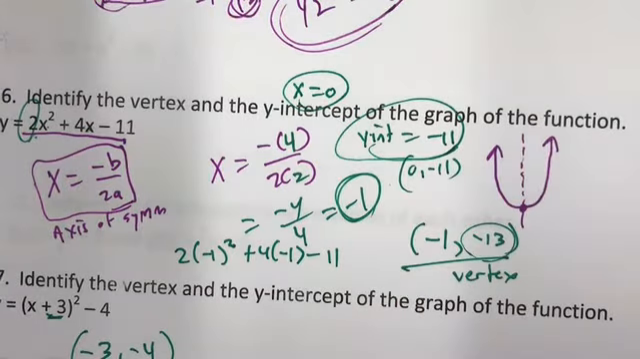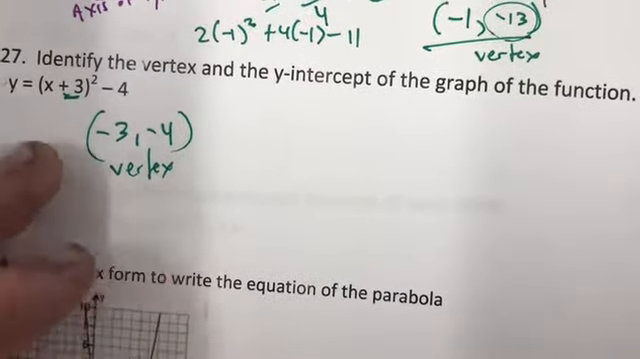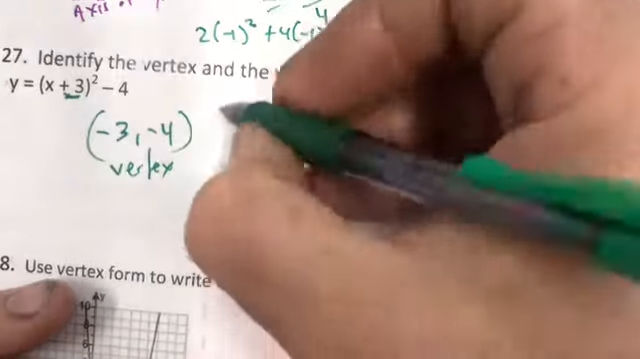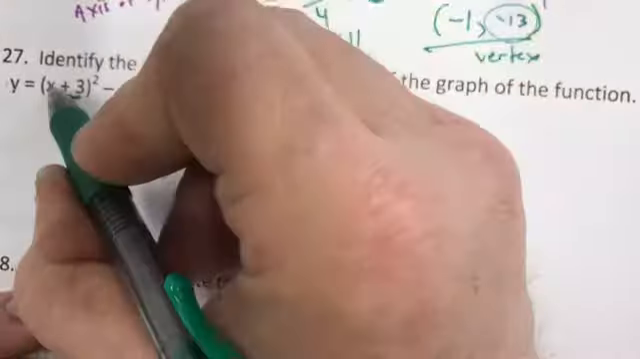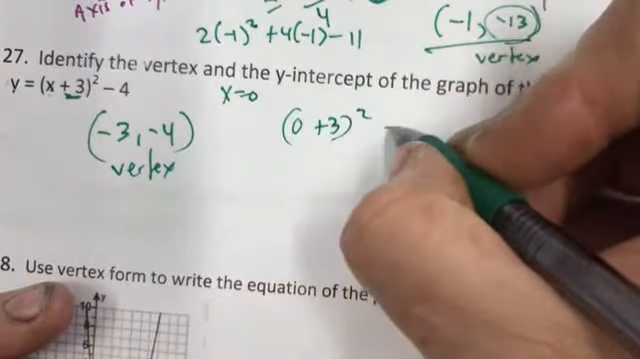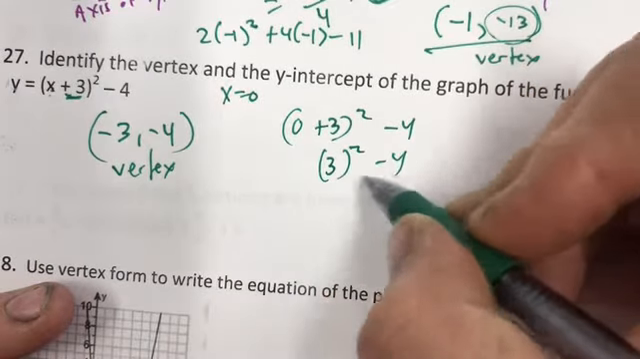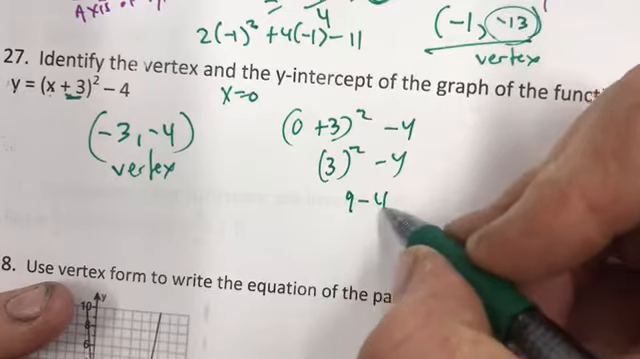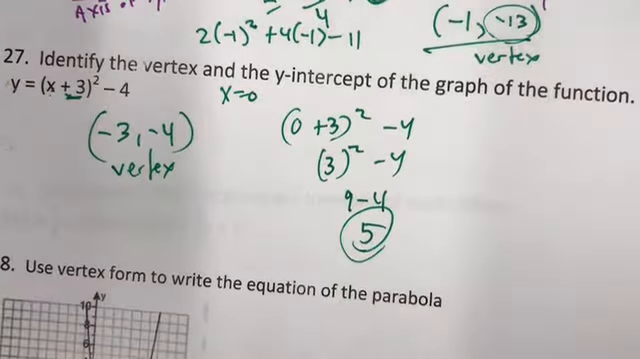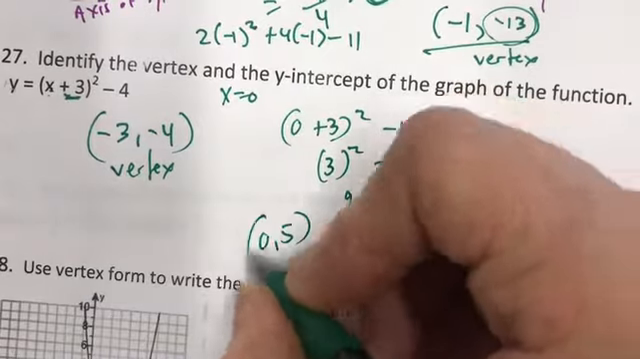Put it as coordinates. So back to this one here, we already found the vertex. Now what's the y-intercept? All right, the y-intercept is when x equals 0. And if I put 0 in there, I've got 0 plus 3 squared minus 4. 0 plus 3 is 3. 3 squared is 9. 9 minus 4 is 5. There's my y-intercept, or 0, 5.